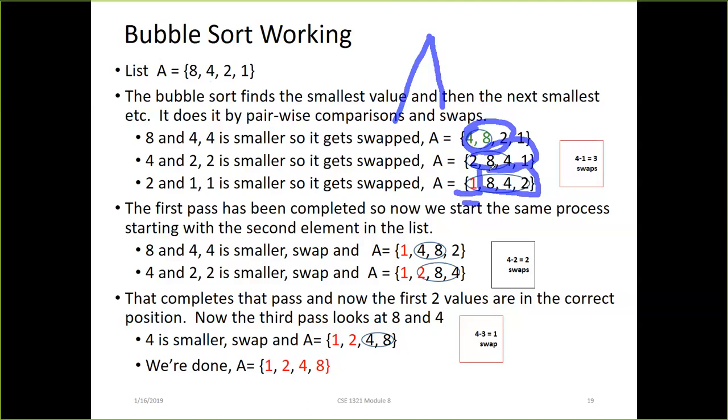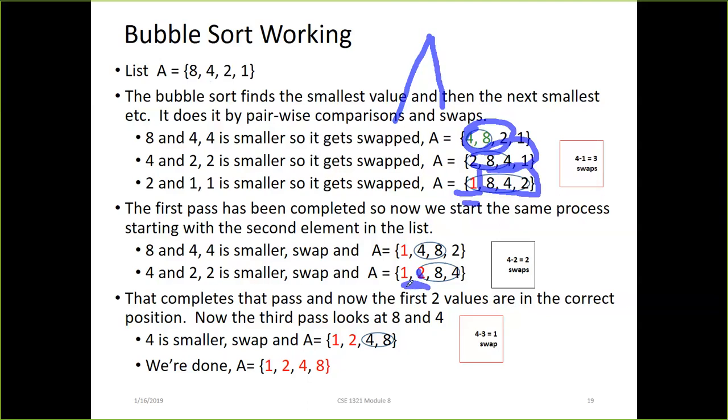Then we will compare 8 and 4. Since 4 is less than 8, 4 will come here and 8 will go there. And then again we will make the bubble larger. So then 8 and 2 will be compared, and 2 will come here, and 8 will go there. So at the end of the iteration, we will get 2 elements sorted.